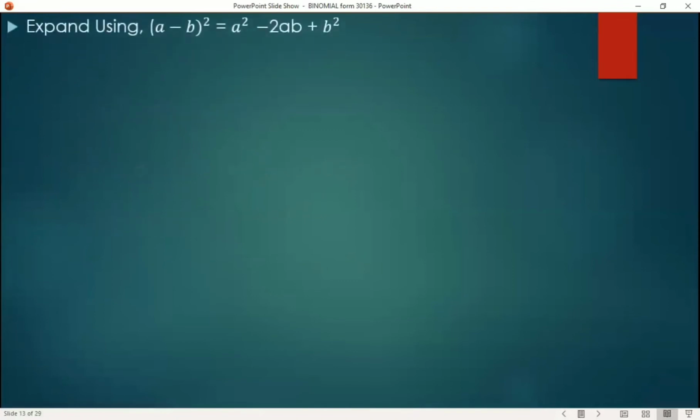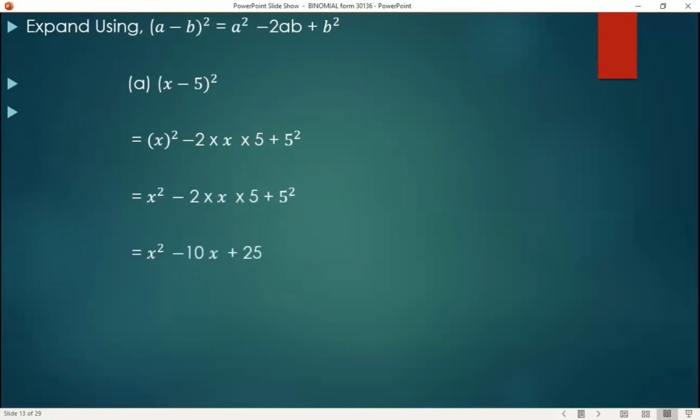So we are going to expand now using (a minus b) to the square, which is our second result. (a minus b) to the square is a squared minus 2ab plus b squared. So what is (x minus 5) to the square? Very easy. x to the square minus 2 times x times 5 plus 5 to the square. Final answer, x squared minus 10x plus 25.